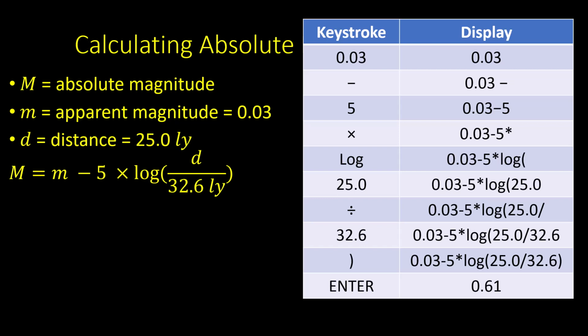Now, its apparent magnitude, 0.03, is brighter than that, and it makes sense. Its actual distance is 25 light years. If you imagine moving it out to 32.6 light years, it's going to get a bit dimmer. So the magnitude would go from 0.03 to 0.61. Let's check out the other stars in this constellation.